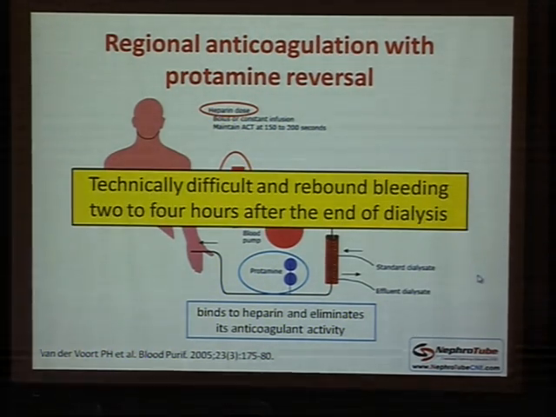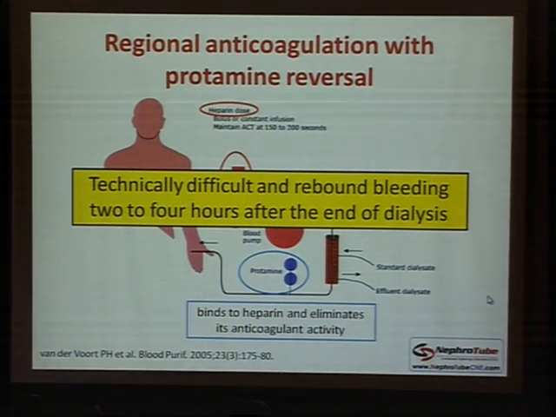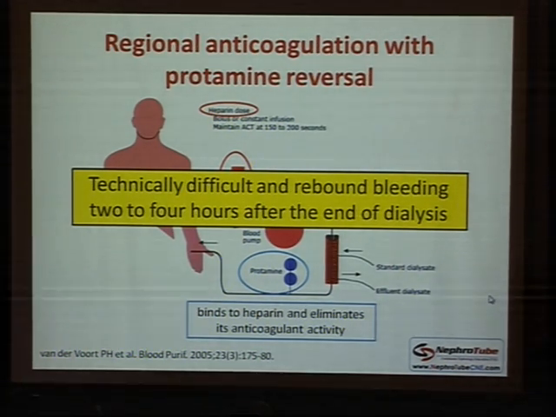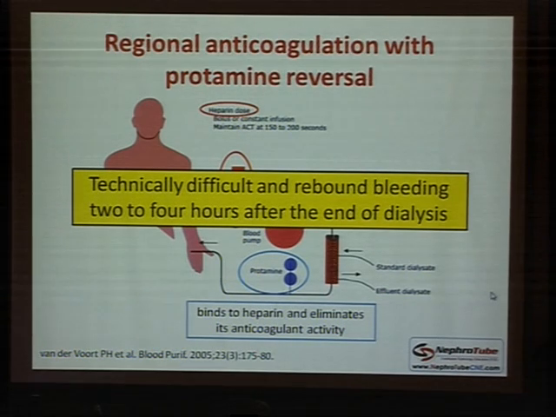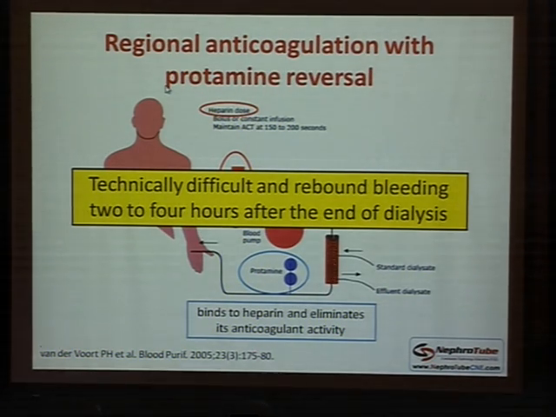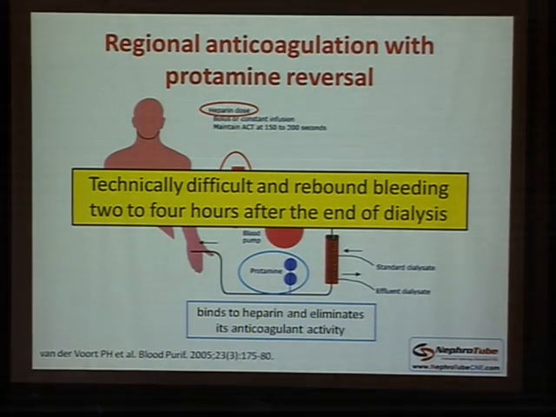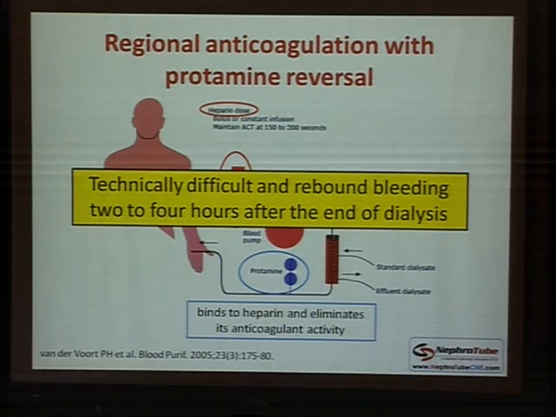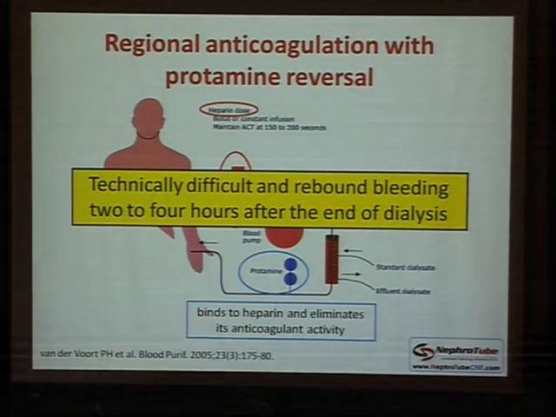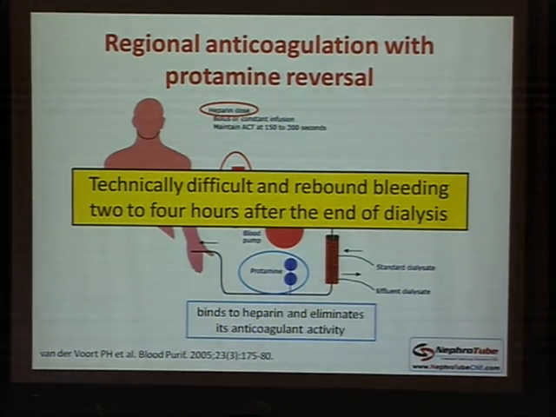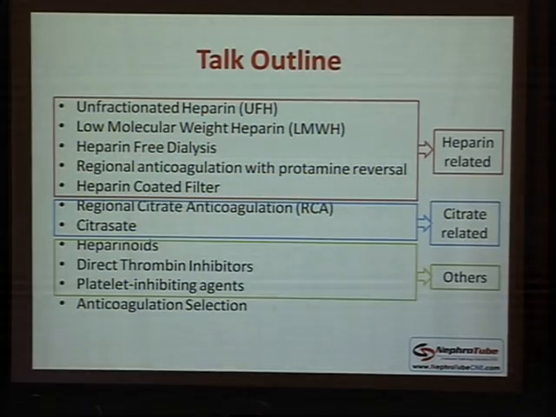But actually, this is technically very difficult, and rebound bleeding has occurred 2 to 4 hours after the end of the dialysis. This is because the heparin-protamine complex that enters the patient's body is cleared by the reticuloendothelial system, which will elevate the heparin level in the patient's body and lead to catastrophic bleeding.